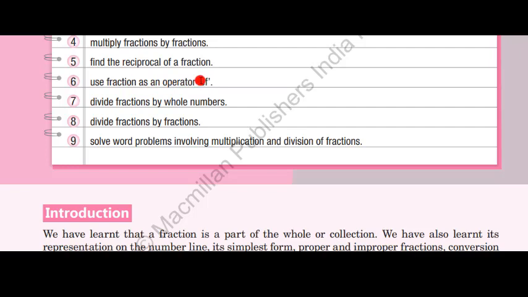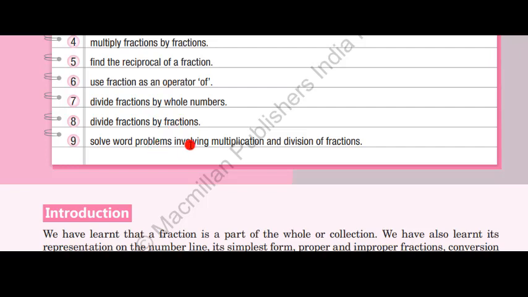As we have studied in BODMAS, B stands for bracket, O represents of. So that of represents multiplication again. Then dividing a fraction by a whole number. Then in the 8th part, dividing fractions by fractions. When two fractions are given, then how we are supposed to divide them.